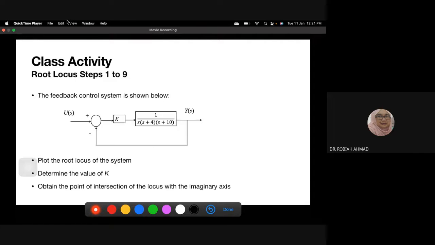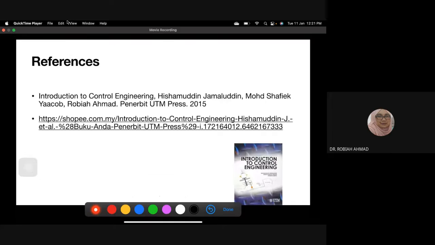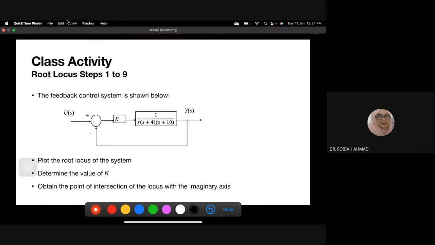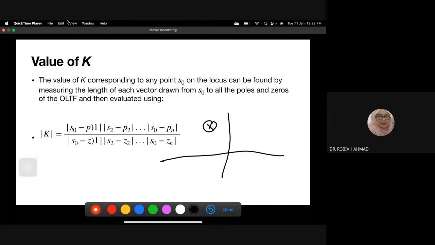Let's say last time we have a zero here, and then we have a few points. Let's say here, and then here, and then here. So what does it mean by the value of k is actually the distance.